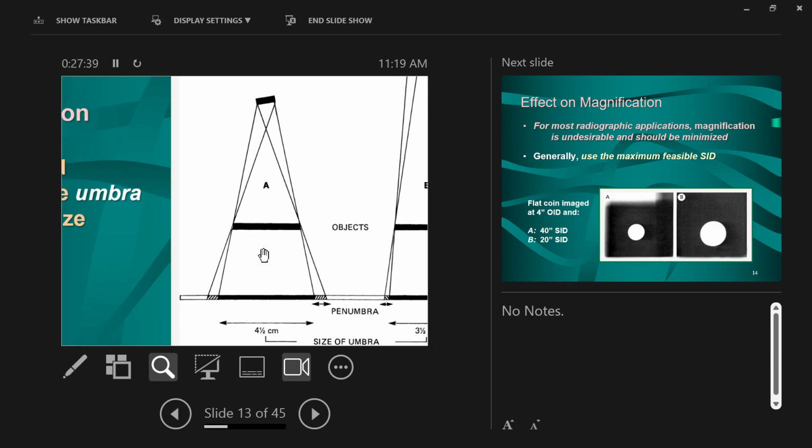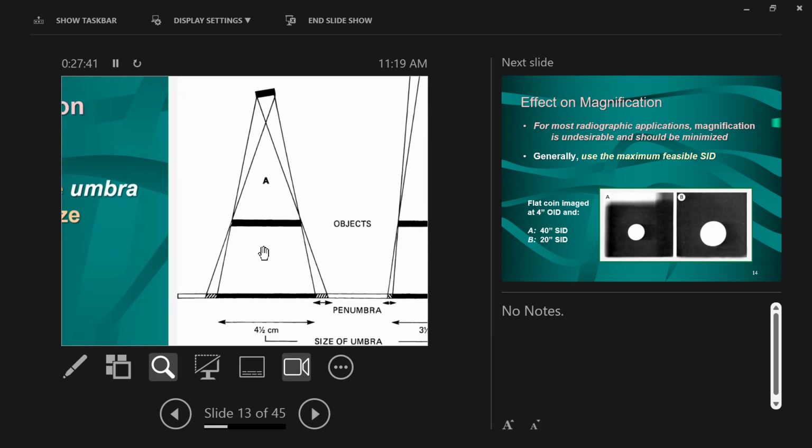If you look at image A here, image A has a focal spot, an object, and an image receptor. All they've done here is draw straight lines from the focal spot through the edge of the object to the image receptor. What we see is if the focal spot is close, then those lines are going to spread out and make a shadow that's much larger than the actual object.